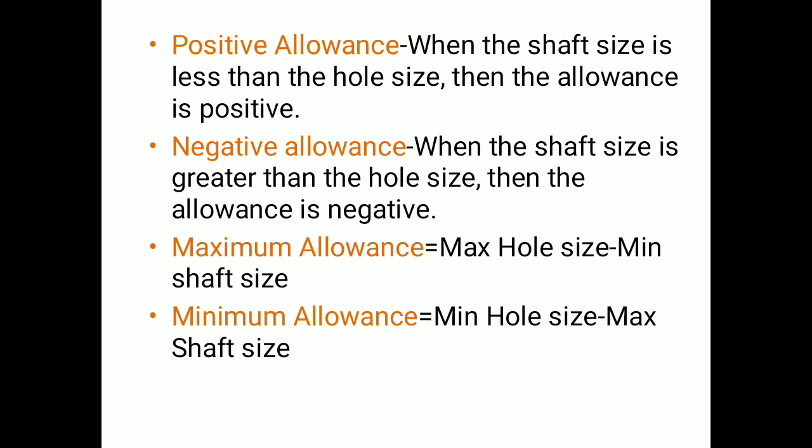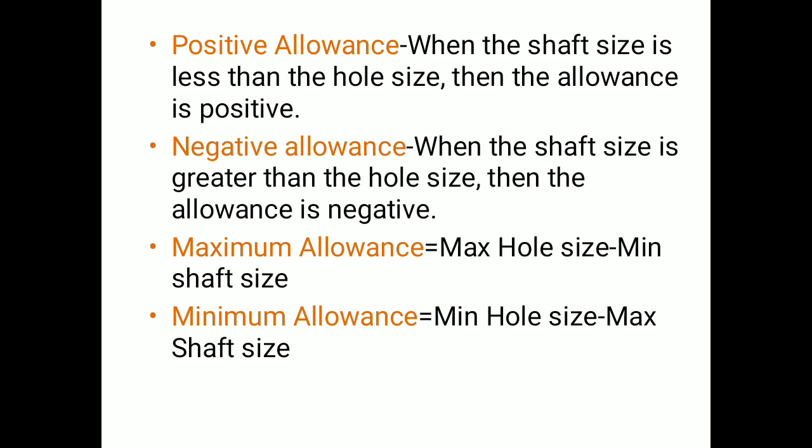Negative allowance. When the shaft size is greater than the hole size, then the allowance is termed as negative allowance. So for negative allowance, the shaft size should always be greater than the hole size, whereas for positive allowance, the hole size is always greater than the shaft size.